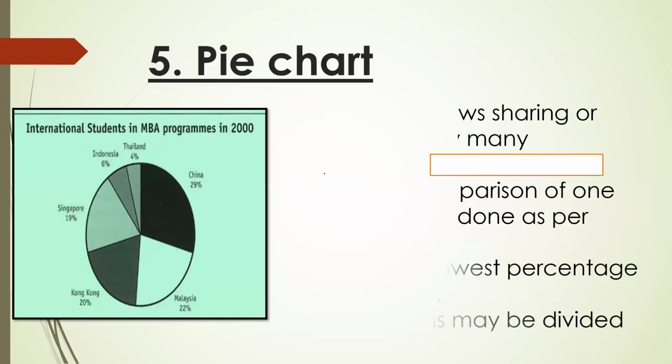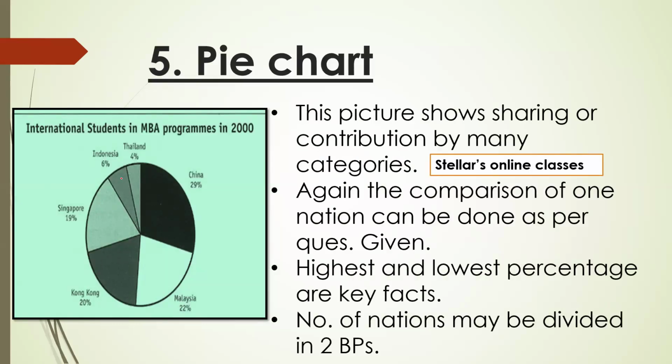Next is pie chart. So in the pie chart, you will have a circle, a round shape picture, right? That will be divided into different parts, and each part will show something, right? It may be a percentage, or it may be a share of anything, contribution of anything. So sharing or contribution of many categories will be there, right? Again, you can do the comparison here with the contributions of different sectors, or different categories, right? And you can show highest and lowest percentage as key factors.